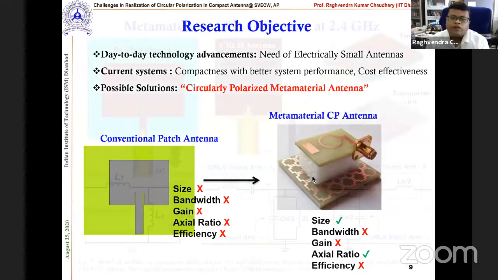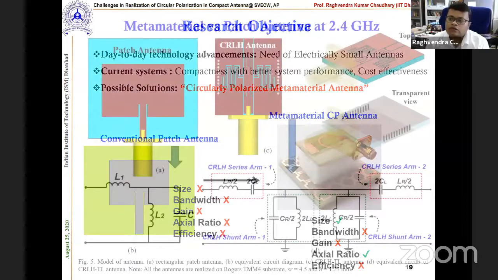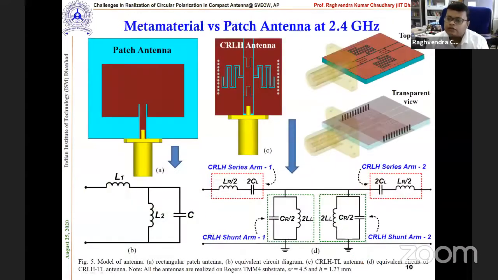Correct. Now, just recalling what I told in the last lecture. We compared the metal versus the patch antenna at 2.4 gigahertz. If you see this patch antenna, correct? If you want to design at 2.4 gigahertz, you have very well-known equations, or nowadays we have a calculator as well. We can find out the length and width, and we can synthesize this antenna, no issue.